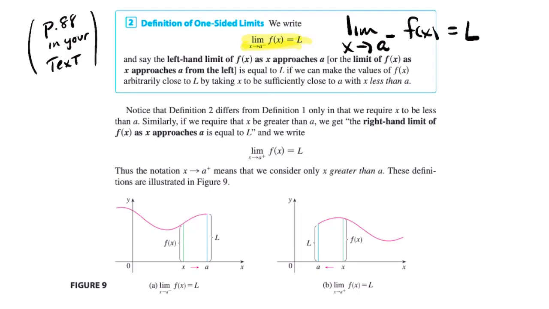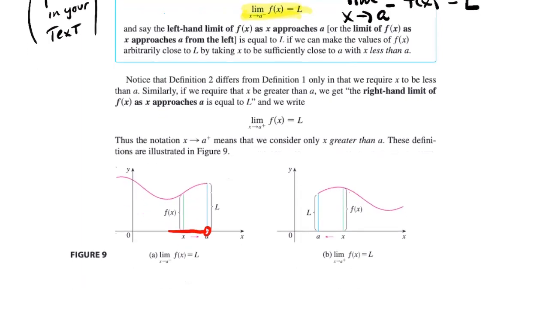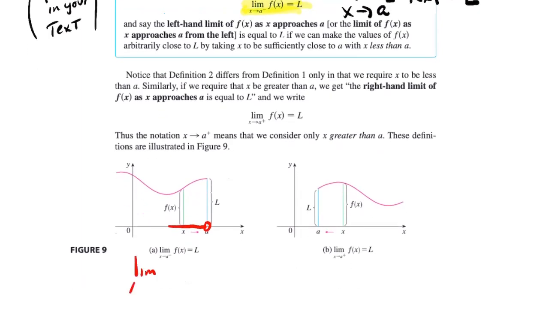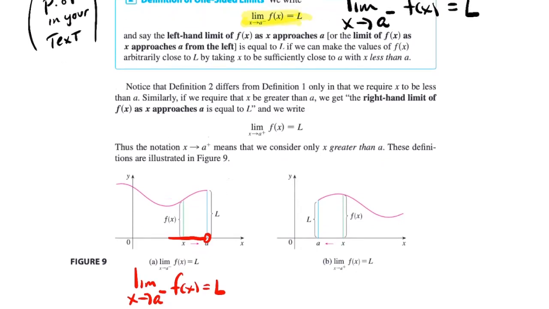So if you look down here in figure 9, this time I'm also going to be looking at a punctured interval at a, but I'm only going to consider values of x that are less than a. That's the left-hand limit. If you can see that font down there, it's small, I'll write it bigger. The limit as x approaches a from the left of this function is equal to L, all right? And likewise, we have right-hand limits. What does it mean to take the limit from the right?